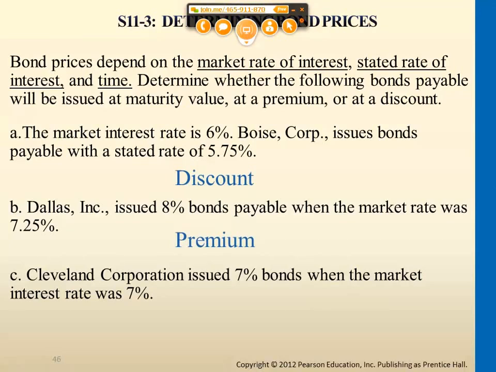Okay, third case, 7% stated interest rate on the bond. Market is also 7%. So this is the easiest case. This basically is issuing at the maturity value, at the face value. So the bond is $1,000, you're getting $1,000. Your company is receiving $1,000.